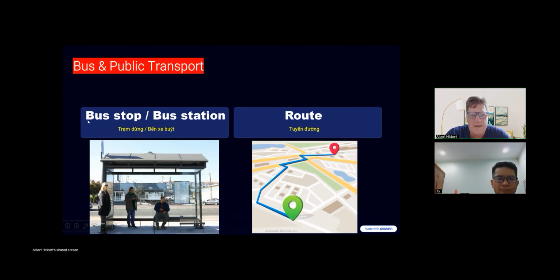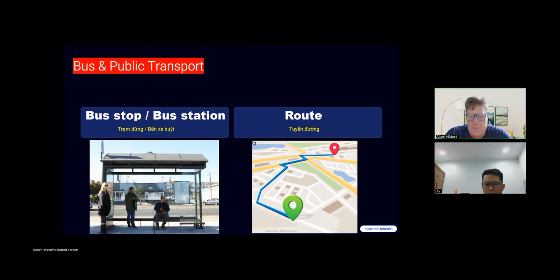So our first word is bus stop, or bus station. Okay, and this is a route. Yes, this is a route.